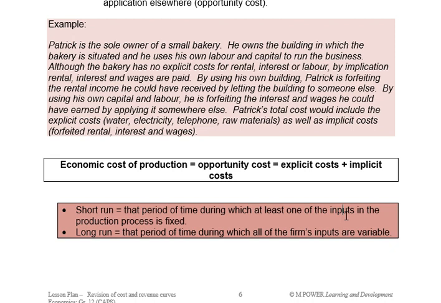So the short run is characterized by at least one input that is fixed. Normally, it will be your land and buildings. And in the long run, there are no fixed factors. Anything can be changed. Any of the inputs can be changed to produce more or to produce less or whatever the case may be.